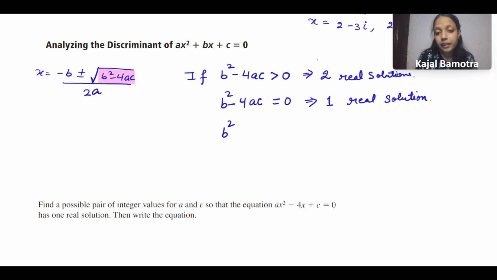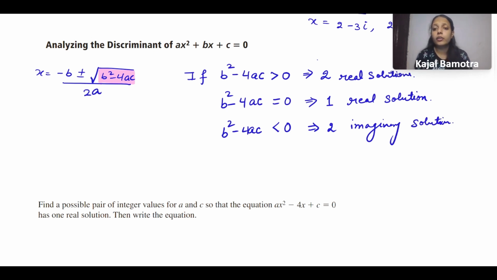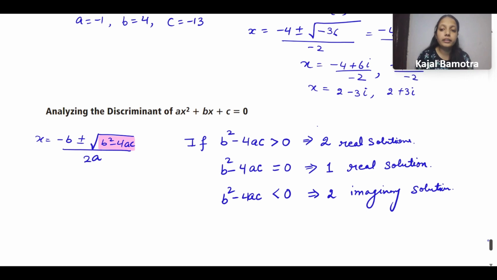And next, if b squared minus 4ac is less than 0, here we have only imaginary solutions. I will say two imaginary solutions, or complex solutions, you can say. We have complex solutions here. Next, these are important results, okay?